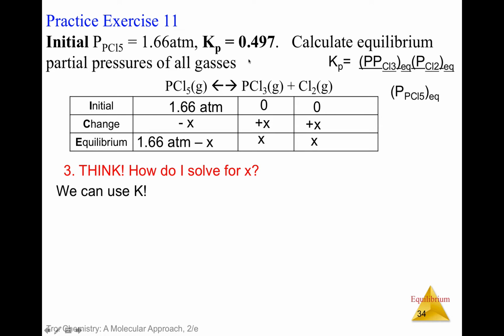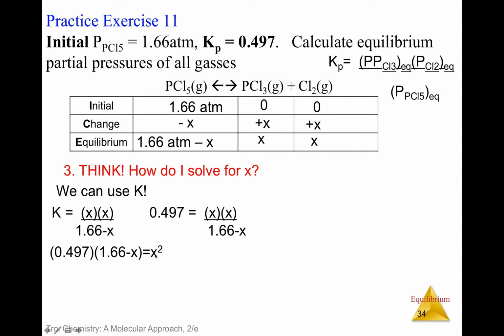Remember, K is products over reactants. So using our equilibrium row, my products are both X, my reactant 1.66 minus X. Plugging in the given value of K, right, K is 0.497 equals X times X over 1.66 minus X. And what do we have? One equation, one unknown. We can solve this problem.